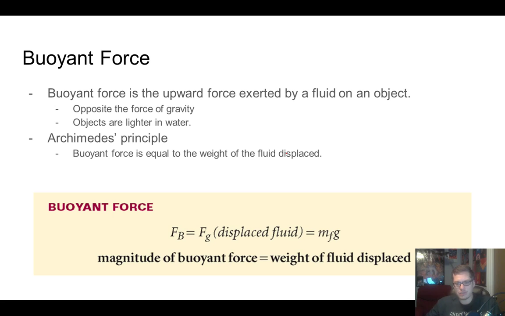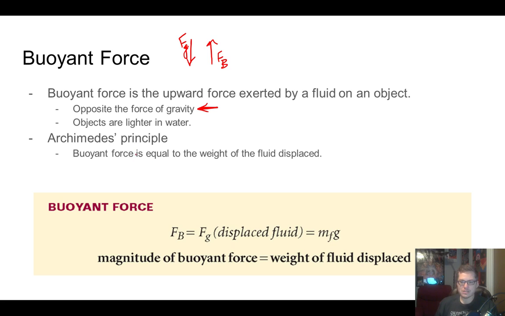Okay, and so that really leads us to a couple of important things. All right, so the buoyant force is always opposite of the force of gravity. Essentially we define gravity as going straight down, so the buoyant force is going straight up. So here's our force due to gravity, and then our buoyant force is always going to be opposite of that. All right, objects are always lighter in water. Even if they're not floating, they're still going to be lighter by some extent, and that extent is due to the buoyant force.